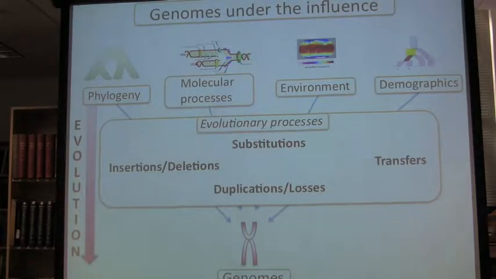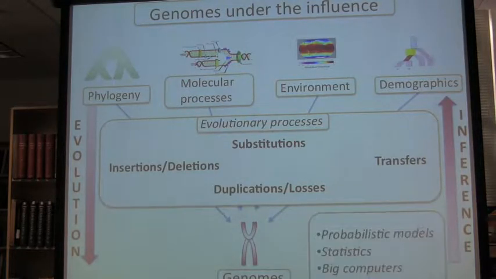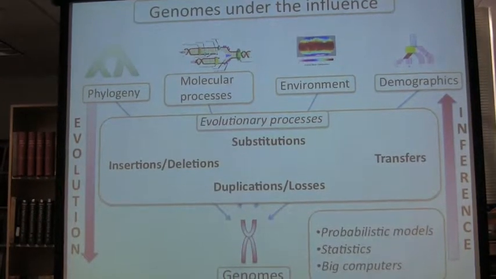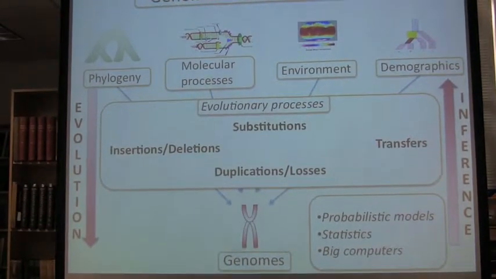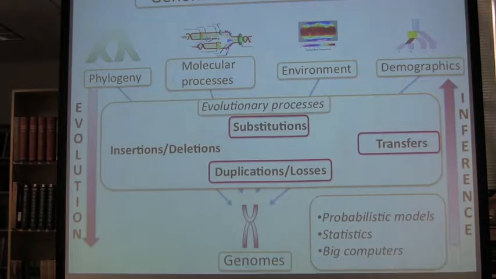And what I'm interested in is to try to look at extant genomes and try to infer things about those different factors. And so to do this inference, I need to develop probabilistic models of those evolutionary processes. And to do the inference, I use statistics and big computers. So in this talk, I will be just focusing on 3 types of evolutionary processes: substitutions, duplications and losses of genes, and transfers of genes. So I will not be dealing with insertions or deletions.